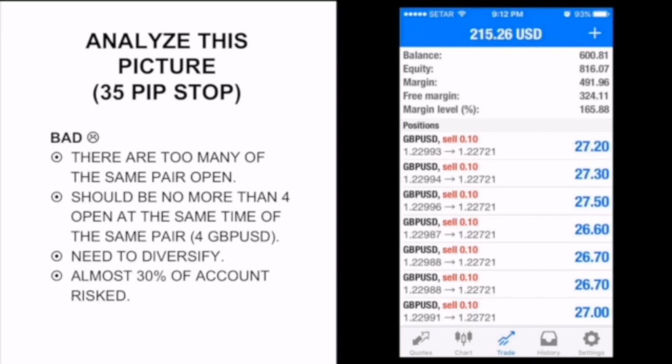Need to diversify. The fact that you've got GBP USD and you've got all GBP USD. That's not a very diversified trade. All right. And then almost 30% of your account has been risked. How do I know that? If you look, you see 600 was their balance, and they've got 0.7 on each. If you add all those up, I think that's 7 trades open. So they've got $7 per pip on the line. If you go back to the calculator, you will see how much of their account is 30% that they've just risked. Not good.